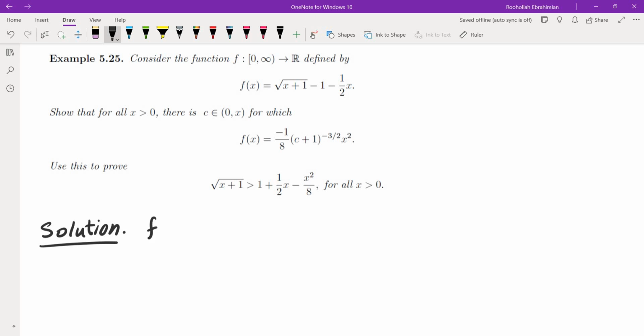So let's look at f and evaluate f of 0. So if you look at f of 0, it is going to be 1 minus 1 half minus 1, which is 0.